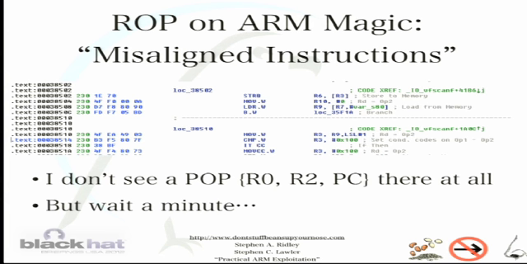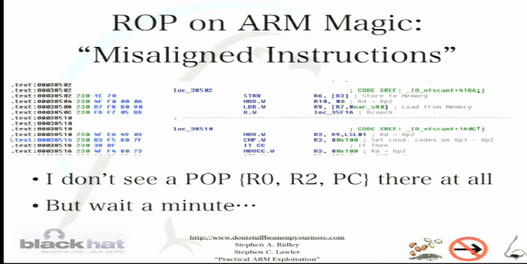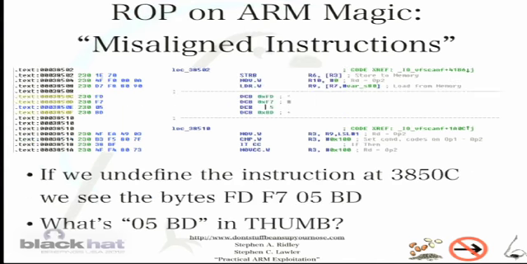Here's where we talk about this concept of misaligned instructions. This is pretty cool. Do you see a pop R0 R2 PC in here? No. But scroll over. If we undefine that instruction, notice that B.W loc_35F1A is a Thumb 2 instruction, so it's 32 bits wide. It's a branch to that function, so it's just branching somewhere. If you undefine it, you can see it's a 4-byte instruction.